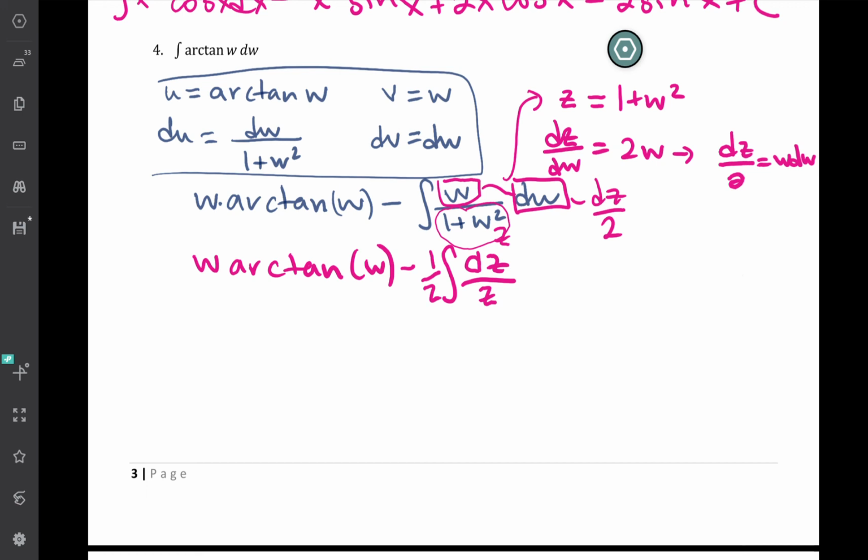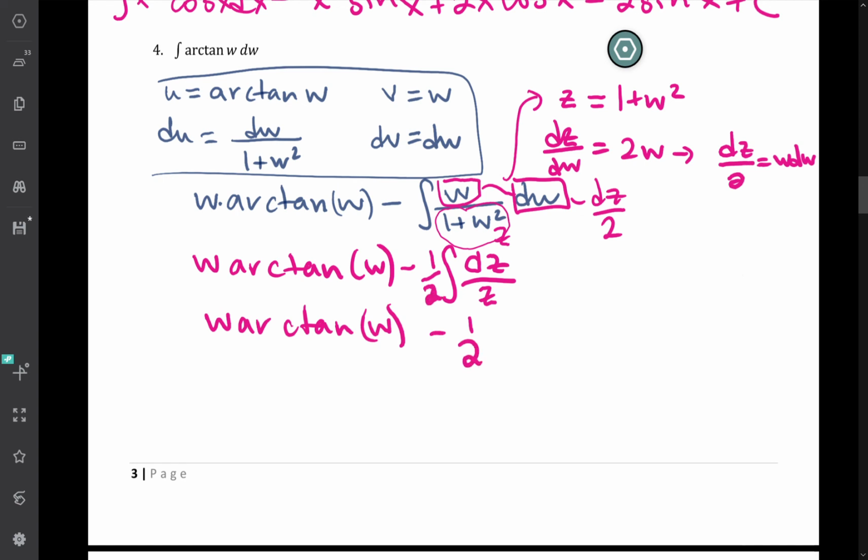And we're just integrating 1 over z with respect to z, which actually is a really common one for people to mess up. Who do I take the derivative of to get 1 over z? The answer is the natural log of the absolute value of z. People are trying all the time to use power rules on that. So I have a w arctan w minus 1/2, let me make that look more like a 2 since we have z's as well, 1/2 the natural log of the absolute value of z plus c.